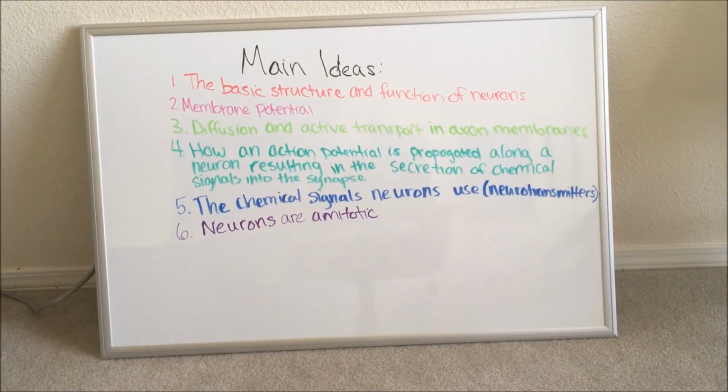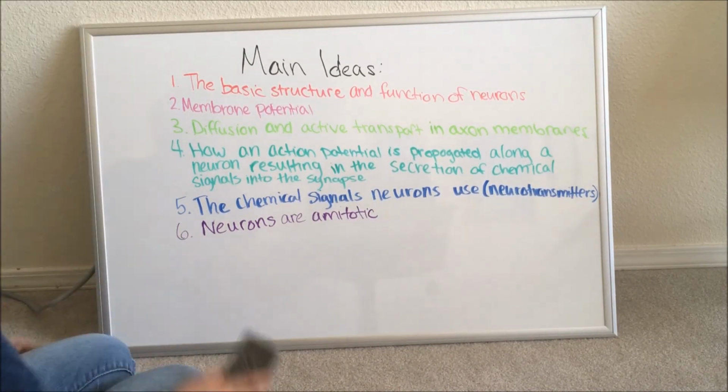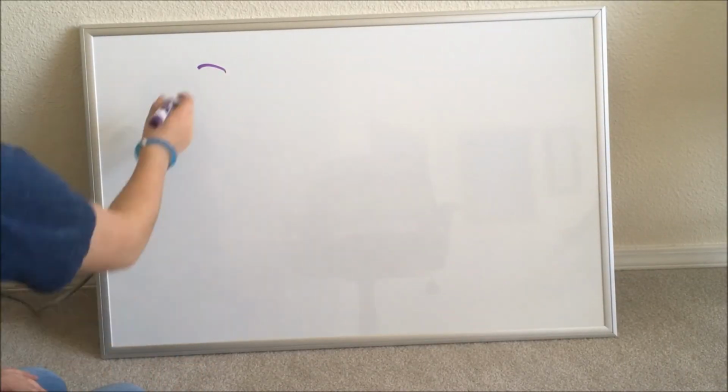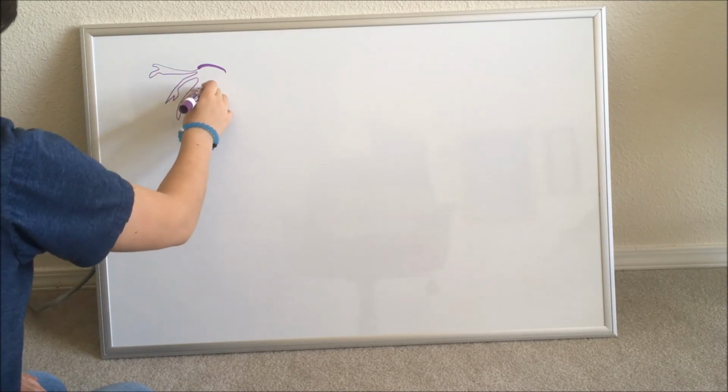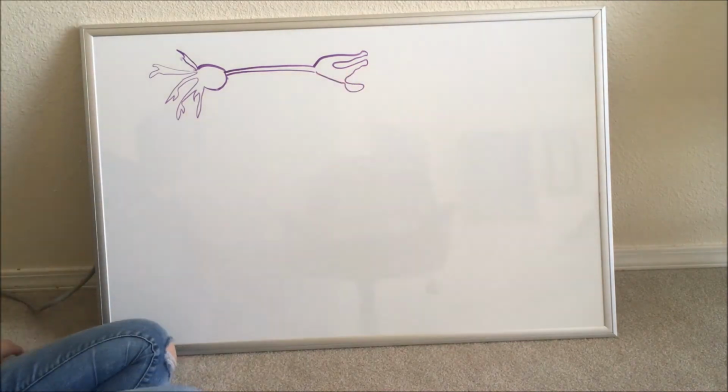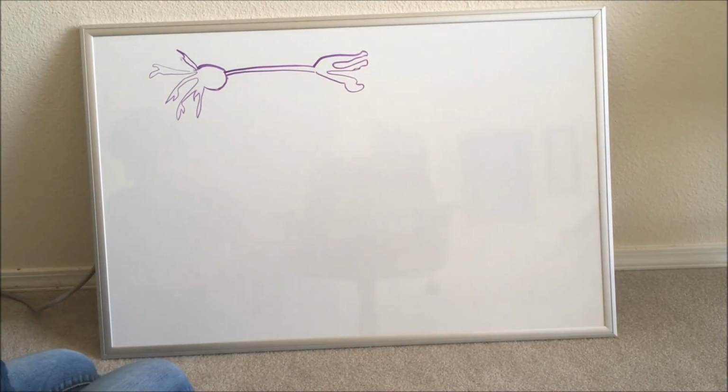In this video, we will cover the basic structure and function of neurons, membrane potential, diffusion and active transport in axon membranes, how an action potential is propagated along a neuron, resulting in the secretion of chemical signals into the synapse, the chemical signals neurons use, neurotransmitters, and neurons are amitotic.